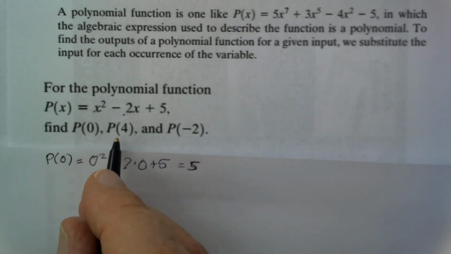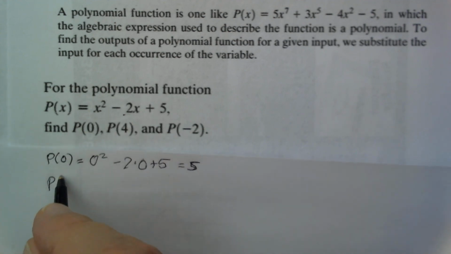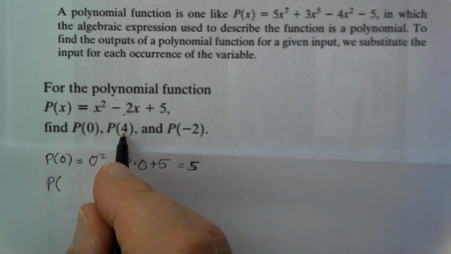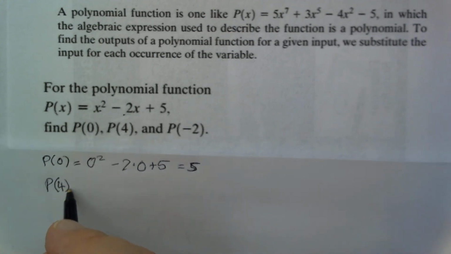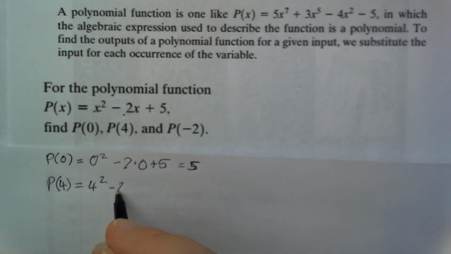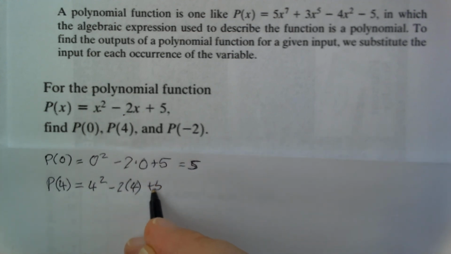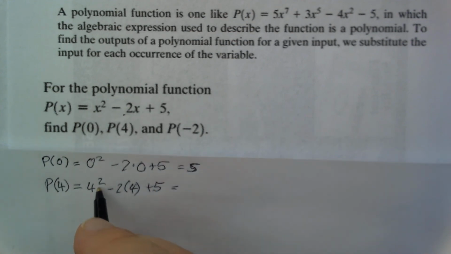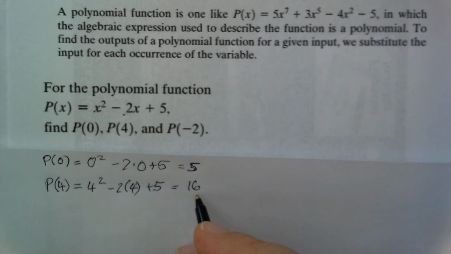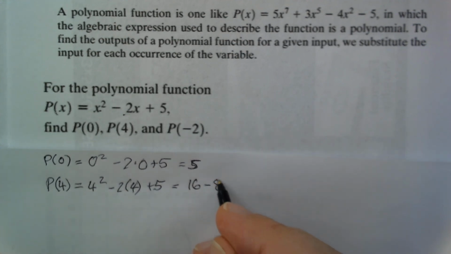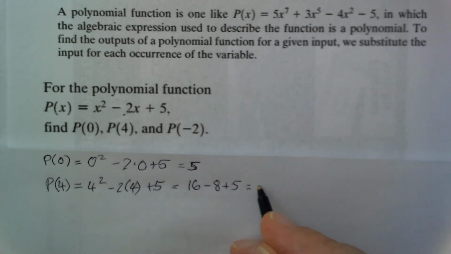Then p of 4, again, that means we replace every x with the number 4. P of 4 means 4 to the 2nd power minus 2 times 4 plus 5. And of course, 4 to the 2nd power is 16. Minus 2 times 4 is minus 8. Plus 5 equals 13.